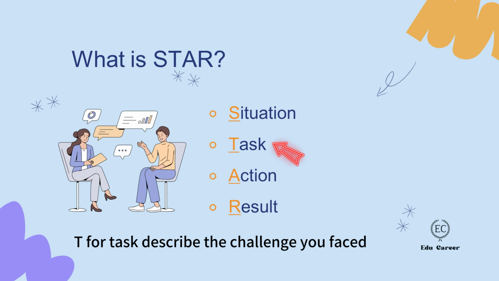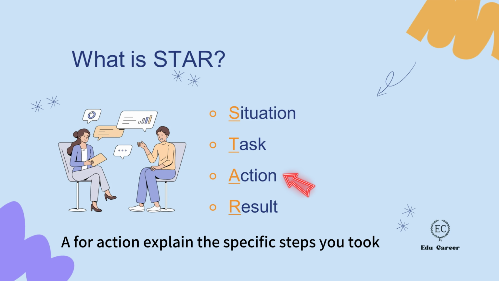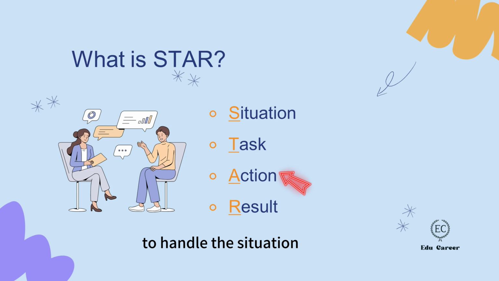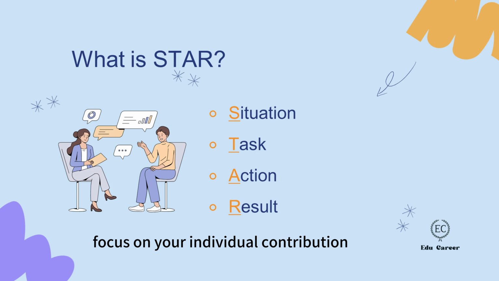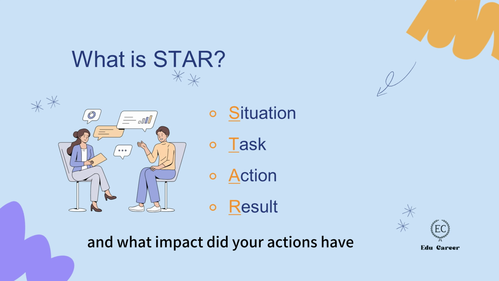T for task. Describe the challenge you faced or the goal you were aiming to achieve. A for action. Explain the specific steps you took to handle the situation. Focus on your individual contribution. R for result. Share the outcome. What did you accomplish and what impact did your actions have?